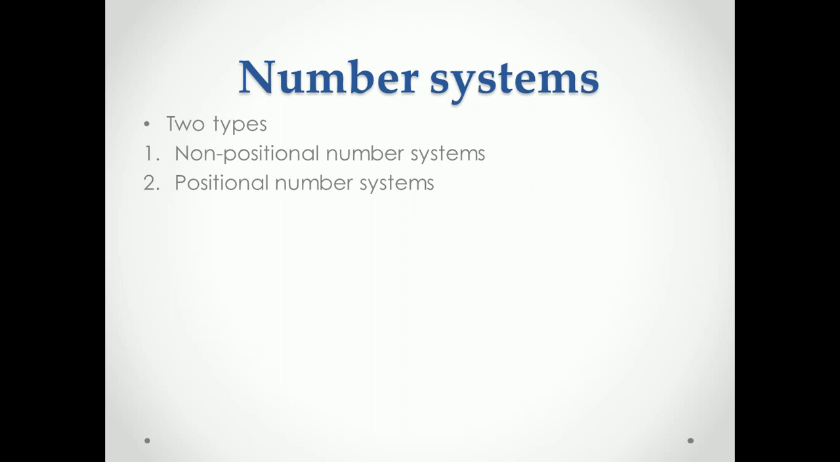So basically, number systems are classified into two types. One is the non-positional number system, which we used in the statistic lecture today. You can remember the non-positional number system, and second is the positional number system. So these are two types of number system.